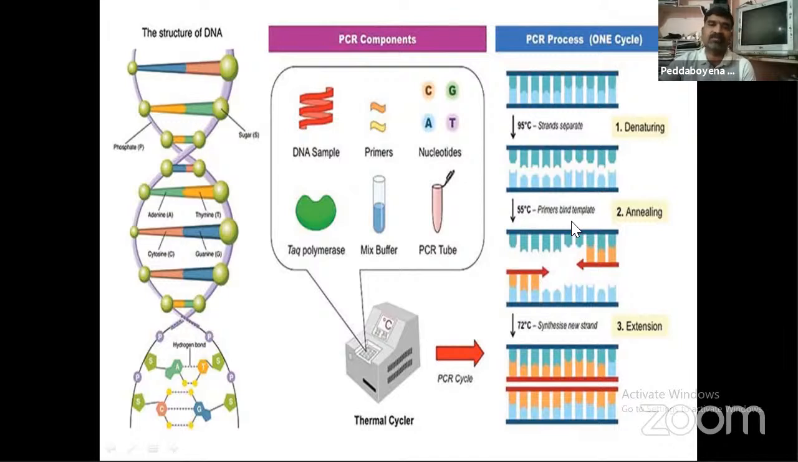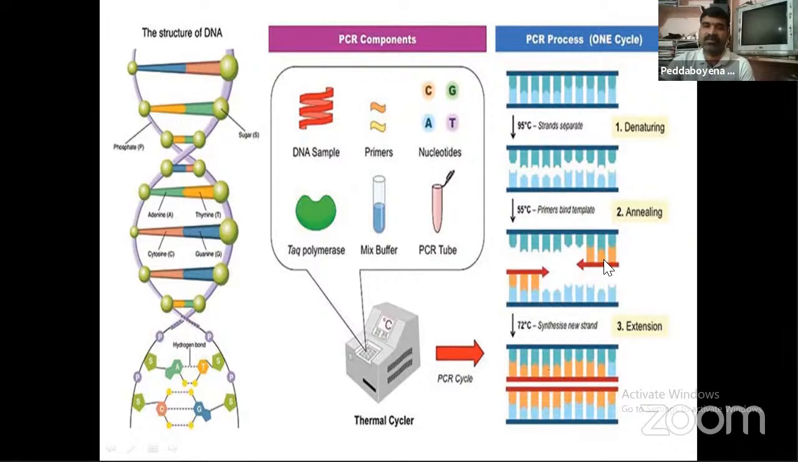For the synthesis of new strands, you are observing primers. These are called primers, and they have opposite polarity. So this side to this side, and the next one, the template strand, forms this side to this side. So what is that? Primers bind on the templates. That process is called annealing. And the next one, extension.